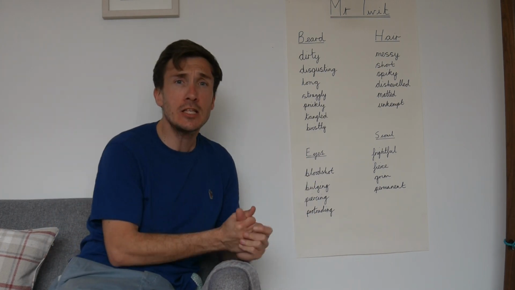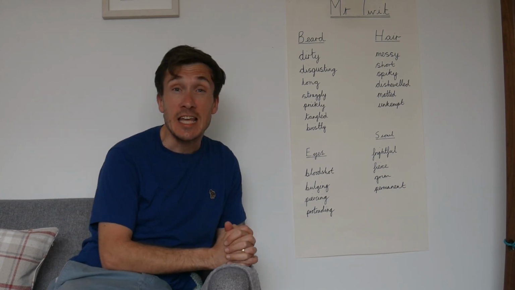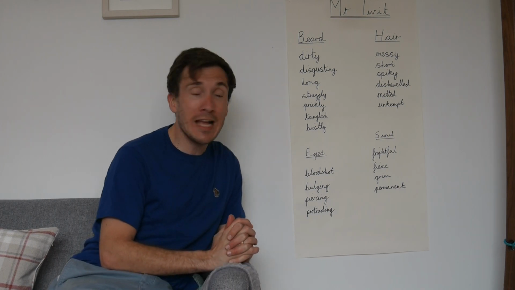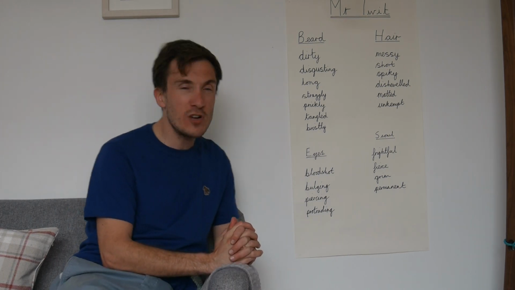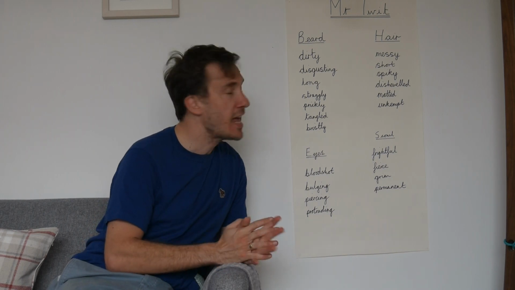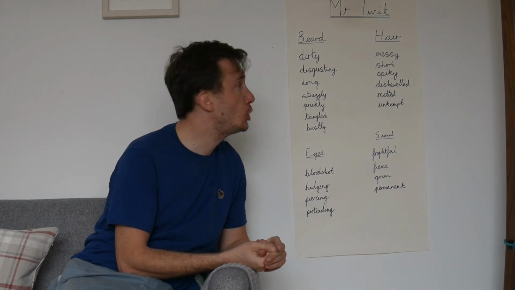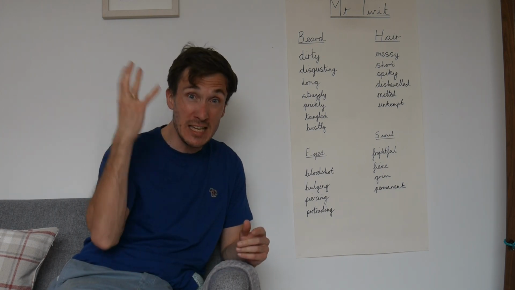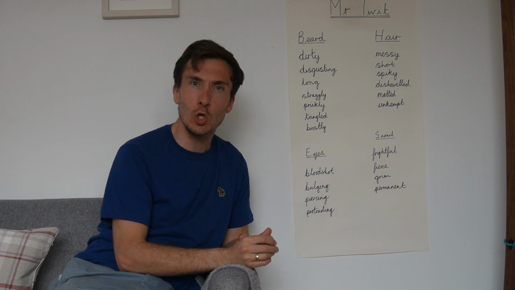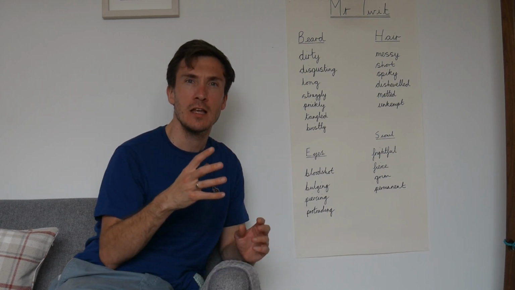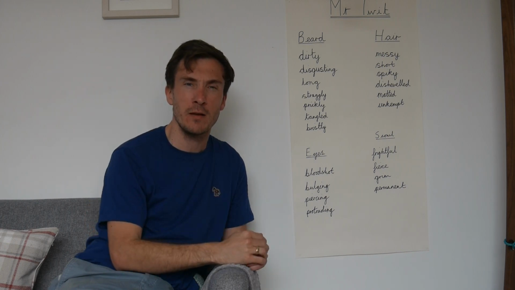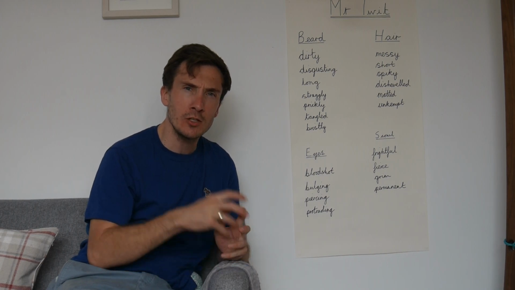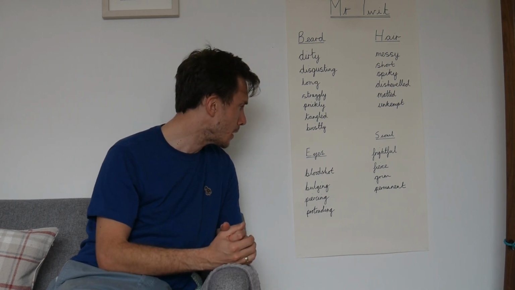So for the beard, these are the words I chose. I chose dirty, disgusting, long, straggly, prickly, tangled, bristly. For his hair, I chose messy, short, spiky, dishevelled, which means messy, matted, and unkempt. Again, unkempt means messy, not brushed very much, not cared for. Then his eyes, bloodshot. That means really red. I just imagine them that way.